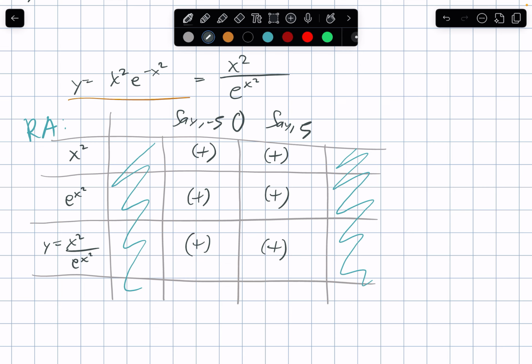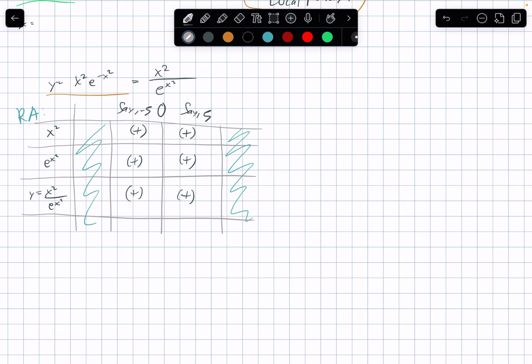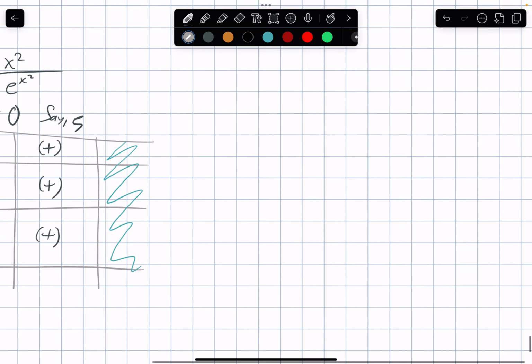At this point, to find these, I think it has to do with multiplying or dividing. It makes more sense if you divide. So positive divided by positive is a positive. Same thing here. So let's start graphing now.